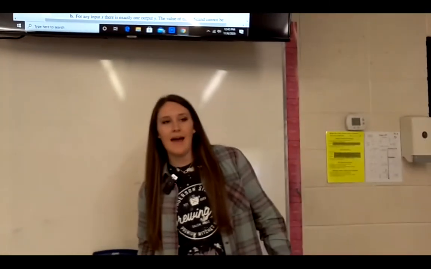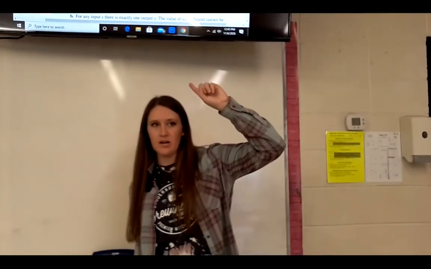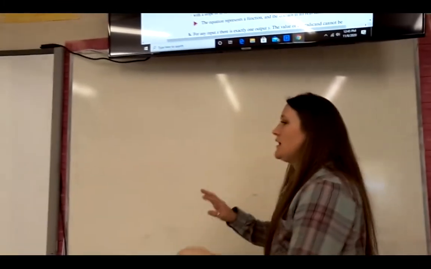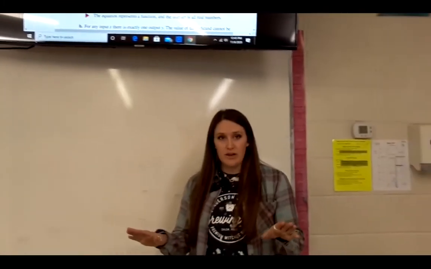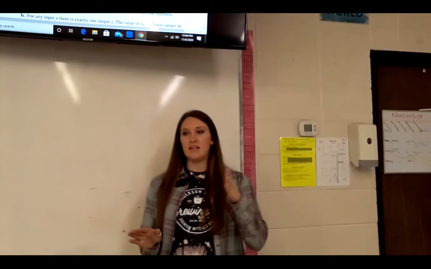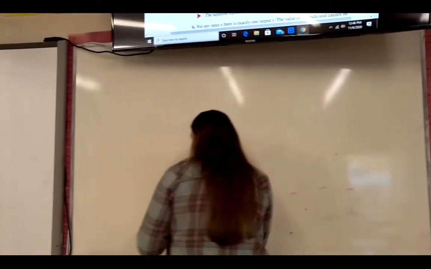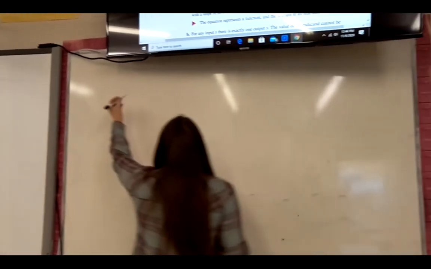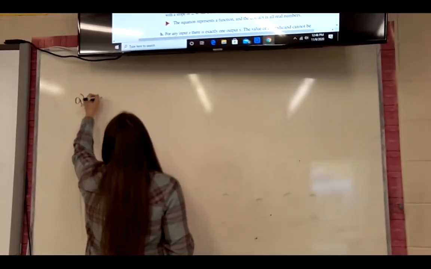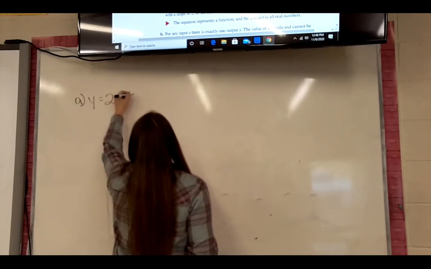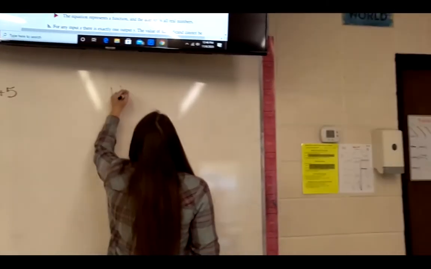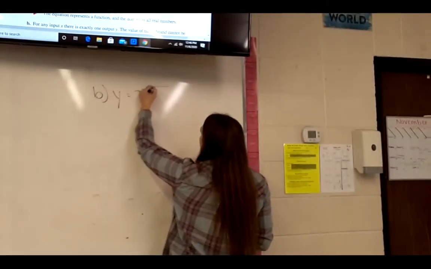Okay, so the last example we have to look at are these 4 up here, A, B, C, and D. It's going to be kind of confusing on A and B, but wait till we get through C and D and it'll start to make sense, okay? So first let me write them. So we have A is y equals 2x plus 5. B is y equals square root of 4x.